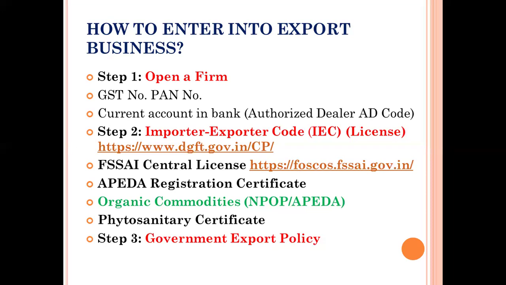Next, the third step is checking or identifying the government export policies. For example, for some areas, they are saying that this commodity you cannot export. So you can first check the government export policy and then you can go for it.